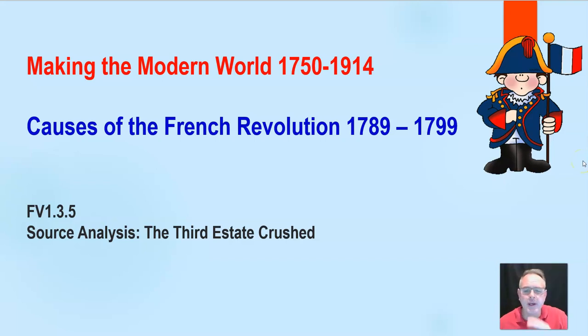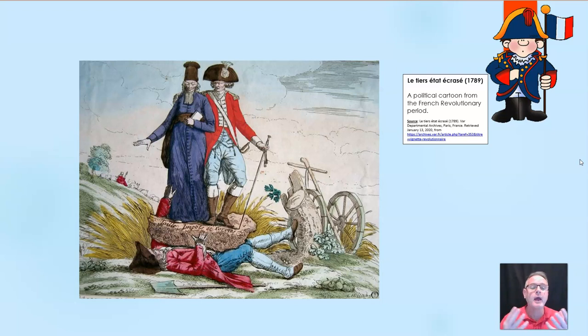Now that we've taken a look at the main causes, let's apply that knowledge to a primary source. We're going to pick up the story here at 1789, on the eve of the revolution. Something's about to change, and this is the type of artwork being produced by members of the bourgeois class, bourgeoisie members of the third estate living in Paris. So take a moment and annotate this source.